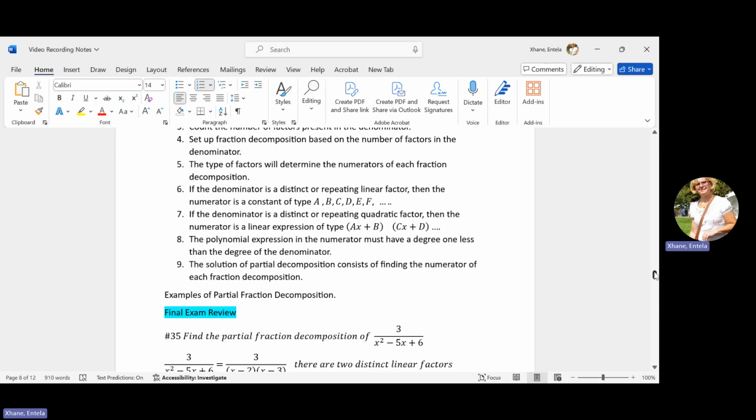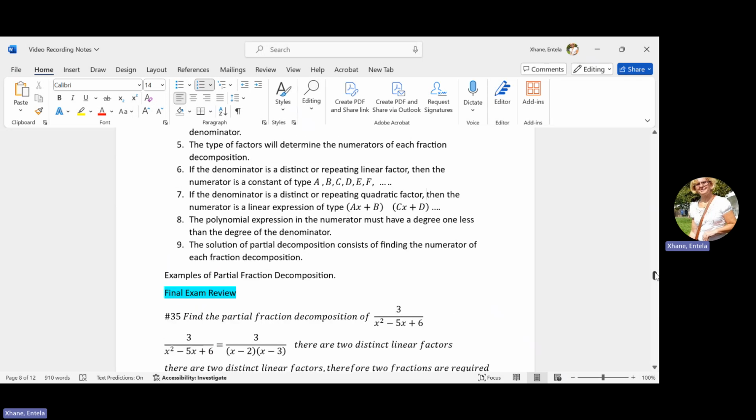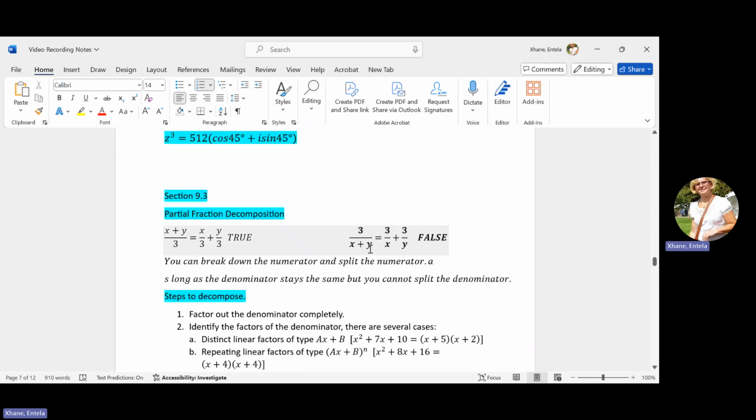This is a final exam review example. So pay attention to the final exam review. And that's the question. So we have this 3 over x squared minus 5x plus 6. So you notice that you have three terms in the denominator connected by a minus and a plus. You cannot split it up the way I did this x plus y. So you cannot put x and then put y on two separate denominators and simply connect the fraction by a plus. That's a false statement, okay?